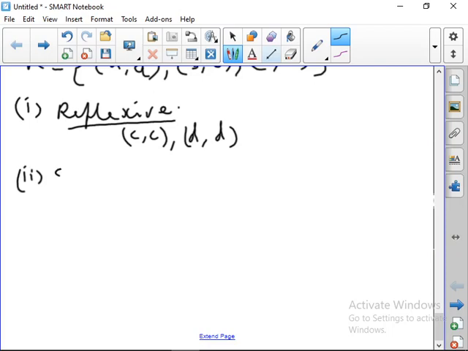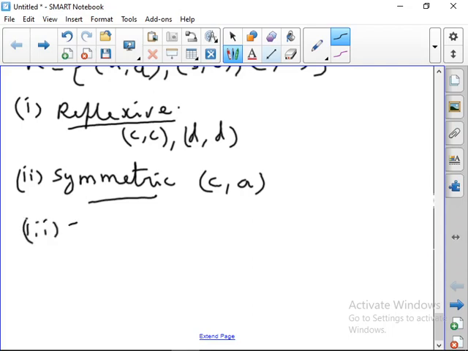Second one, symmetric. For it to be symmetric, what should be added? (A,C) is there, so (C,A) should be there. So what should be added? (C,A) should be added.